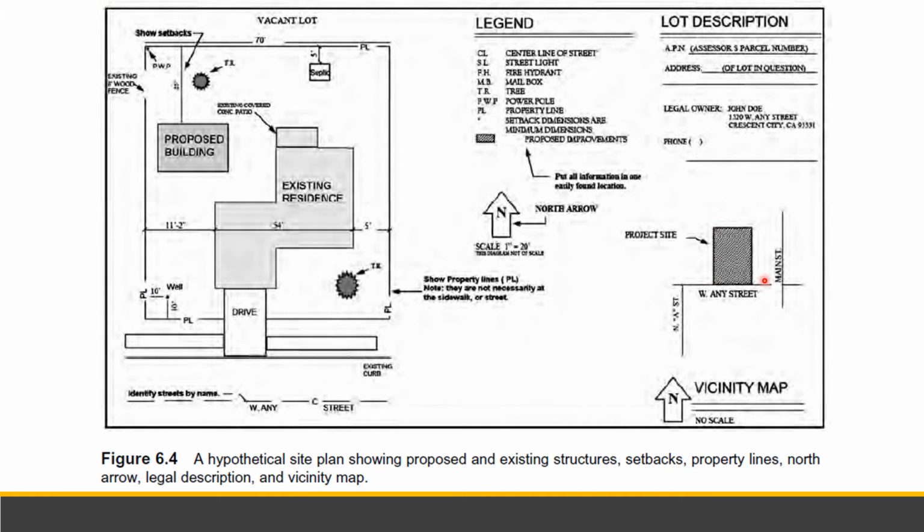The vicinity map shows the project site and the streets, the roads or pathways. So this is the site. There is a vacant lot. These setbacks are the distance from the property line to your proposed building.